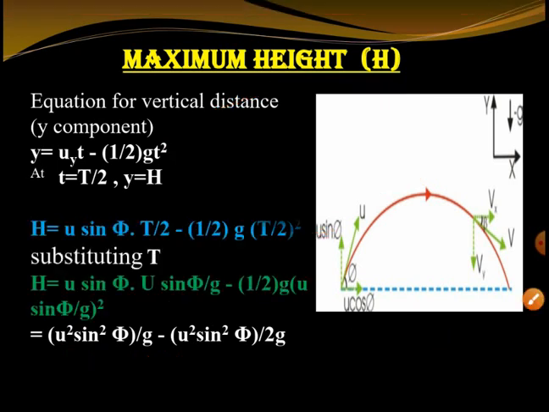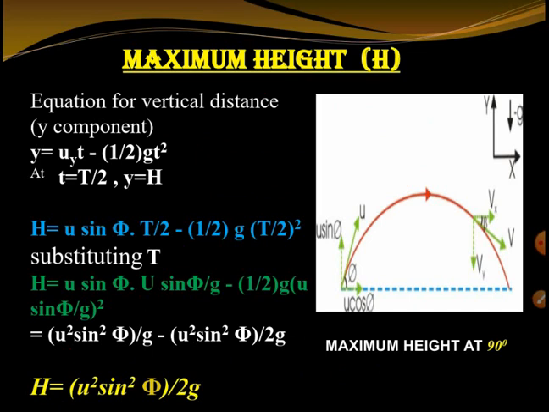Let's see. So it will be coming up like this. Your h will be equal to u square sine square phi divided by twice g. Now this is about the maximum height. We also call this the maximum height. That means this height can be maximum.